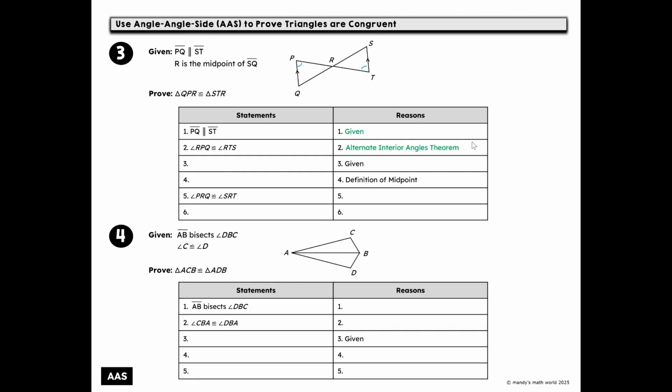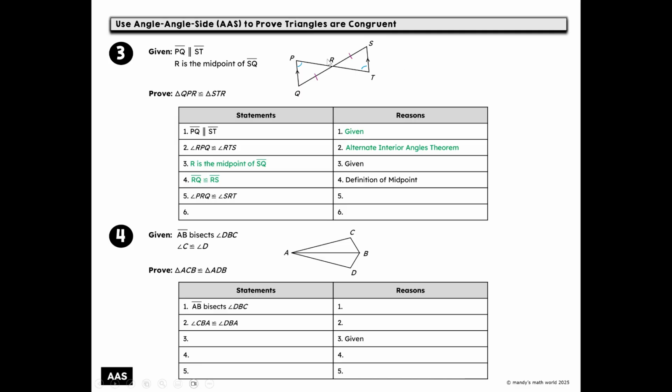Now we're also given something else. We're given that R is the midpoint of segment SQ. And the definition of midpoint tells us that these two segments are congruent. If R is the midpoint, then segment RQ is congruent to segment RS. If I'm going too fast and you need to pause the video, rewind it, please do so. I'm just going to keep moving on.